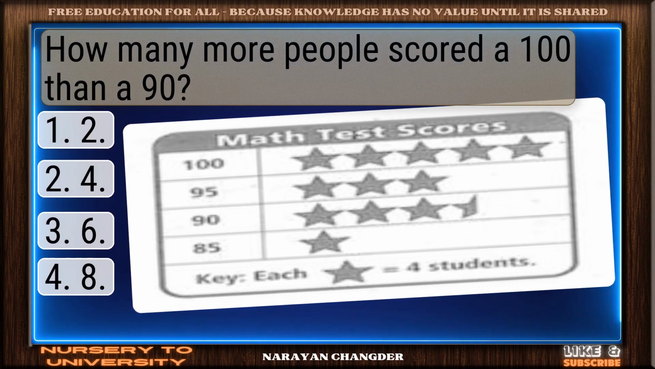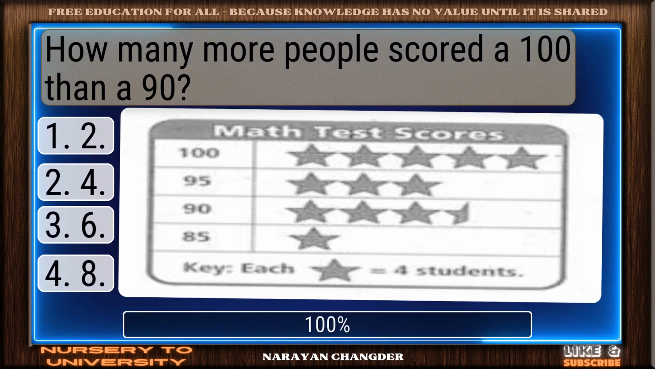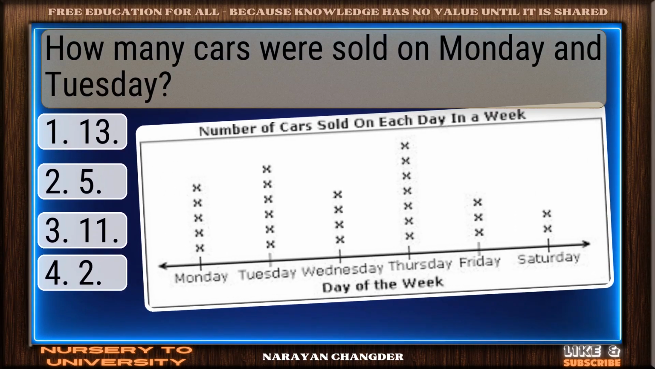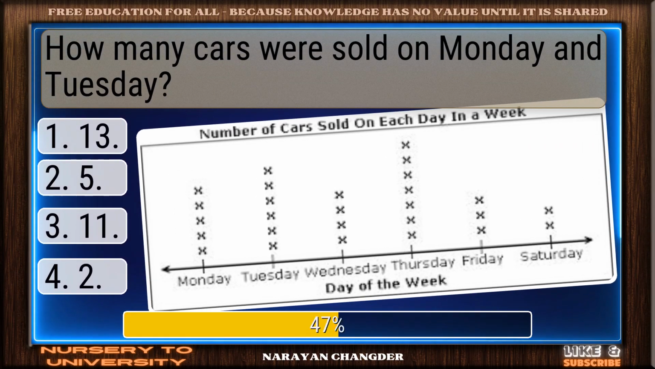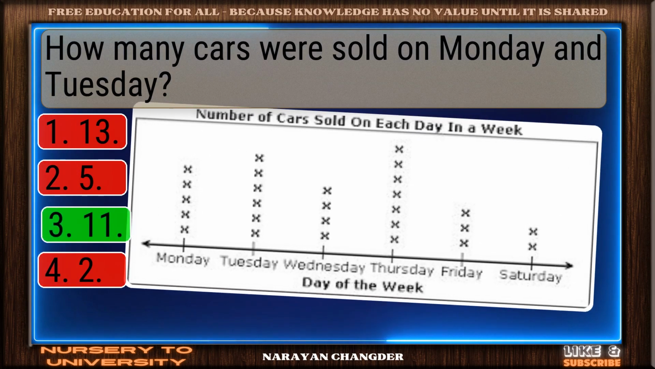How many more people scored a 100 than a 90? Great job. 6 is accurate. How many cars were sold on Monday and Tuesday? Sharp thinking. 11 is right.